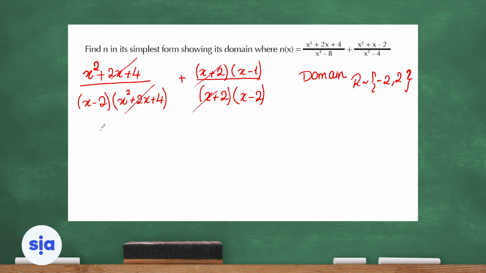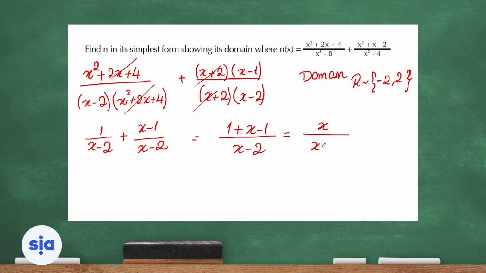So in this one, it's 1 over x minus 2 plus x minus 1 over x minus 2. Here you can see that we have the same denominator, so we can go and add 1 plus x minus 1. Numerator will be x over x minus 2, and this is the simplest form.